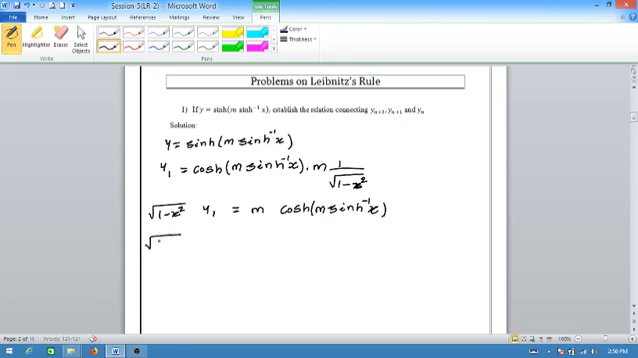So that is root of 1 plus x square as it is, differentiation of y1 is y2, plus y1 as it is, differentiation of root of a function is 1 divided by 2 root, so 1 divided by 2 root 1 plus x square into differentiation of 1 plus x square is 2x, that is equal to m into differentiation of cos hyperbolic is sine hyperbolic.